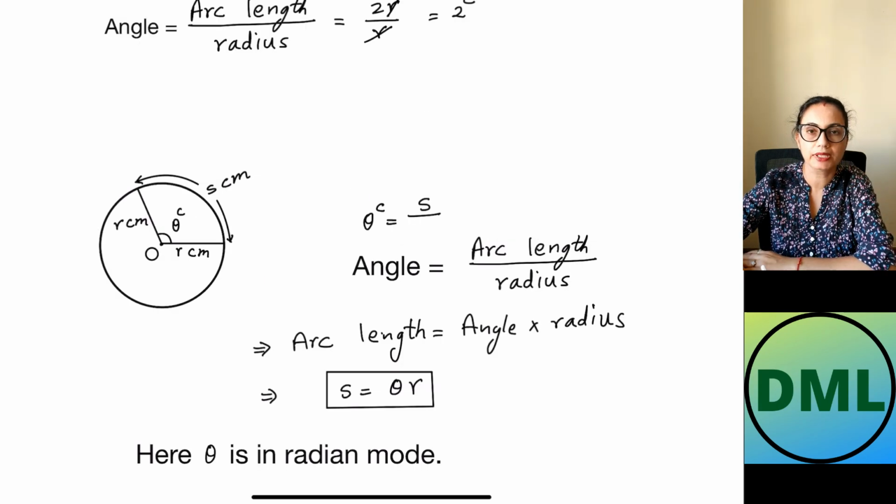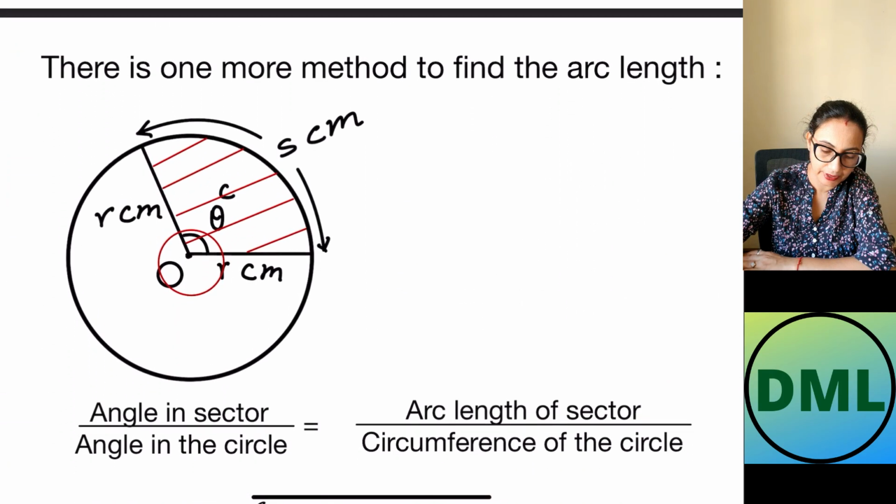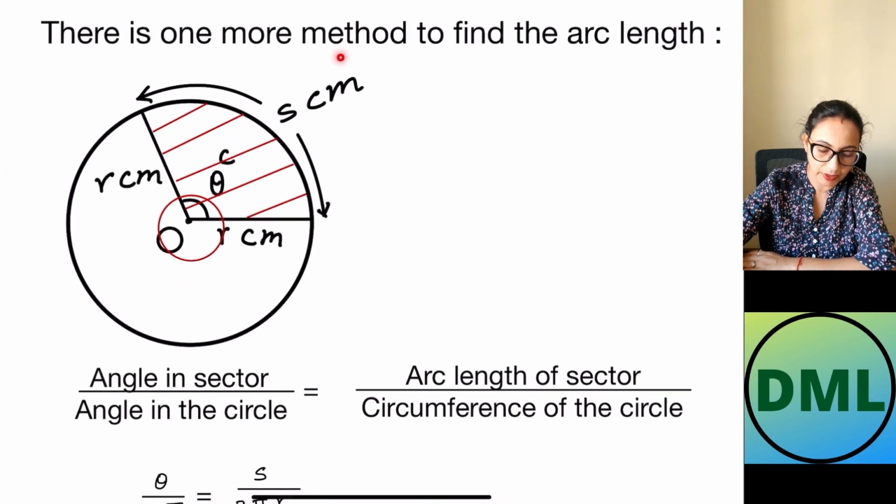There is one more method to find out the arc length of the sector. Let's figure out that one also. If this is the circle you have and this is the radius, this is also the radius and this is your arc length s centimeter. If I join, this will be the sector of the circle. To calculate it, we are doing the angle in the sector. What is my angle here? My angle is theta radian.